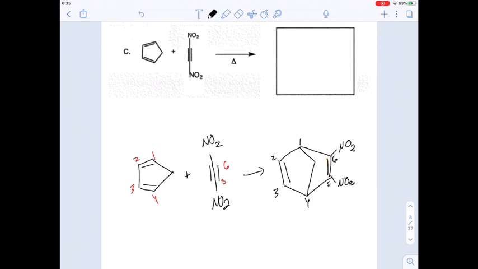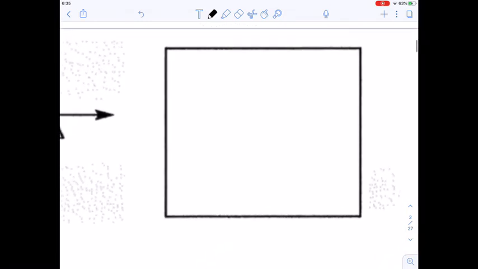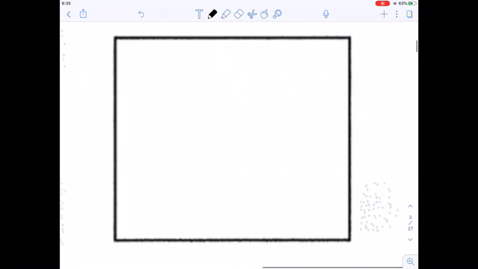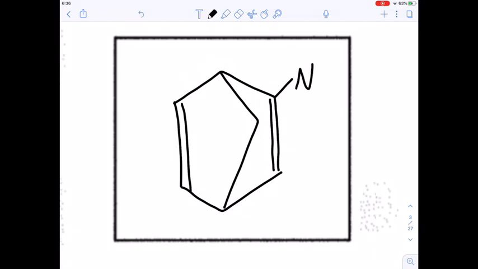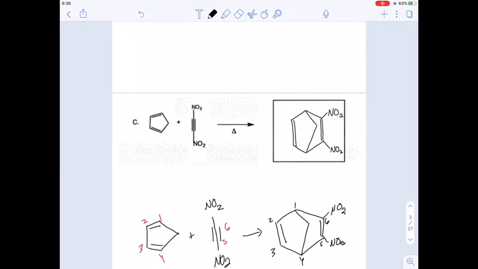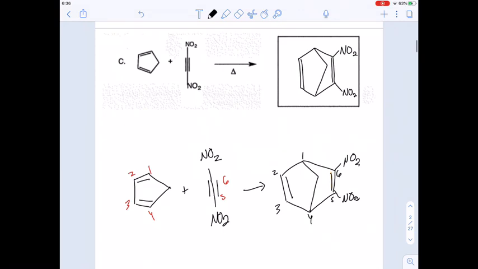Like I said, because these are sp2 carbons, you're not going to have any chirality there, so they're just going to stay as is. I forgot to number my carbons, but we've done this a couple times, so hopefully this all makes sense. So this is what your product is going to look like. I'll redraw it neater in the box. Okay, and that is the answer to part C.